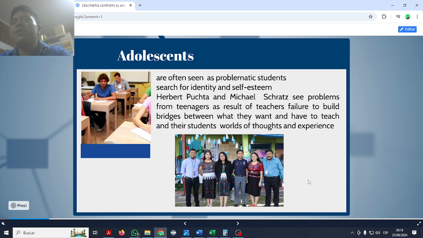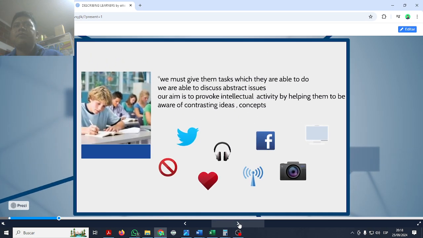In other cases, we must give them tasks which they are able to do. We are able to discuss abstract issues, and our aim is to provoke intellectual activity by helping them to be aware of contrasting ideas, concepts, etc.